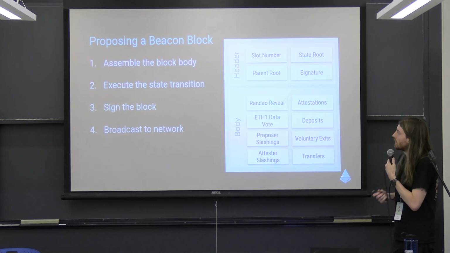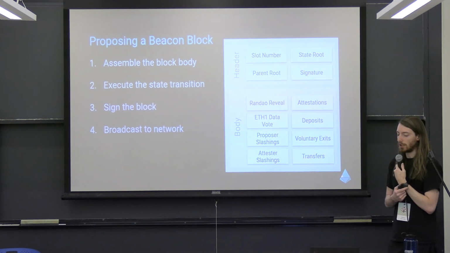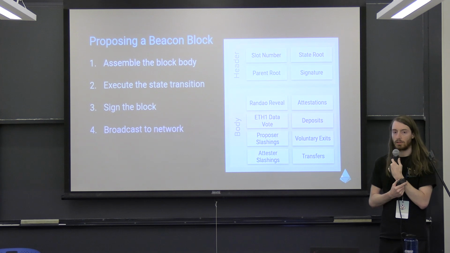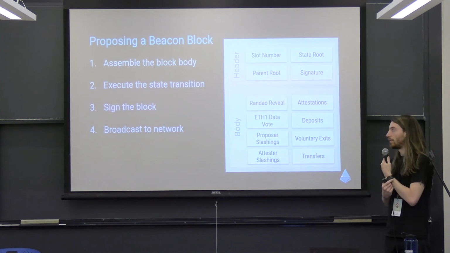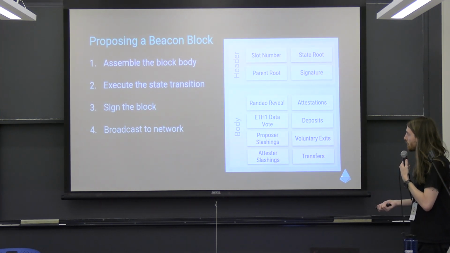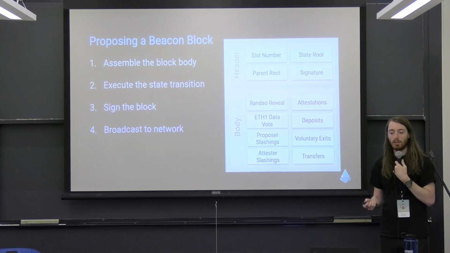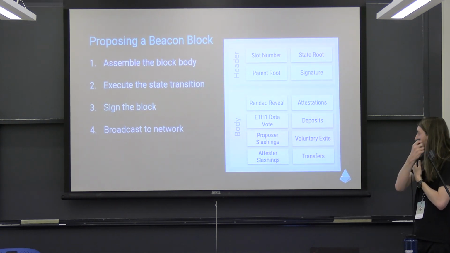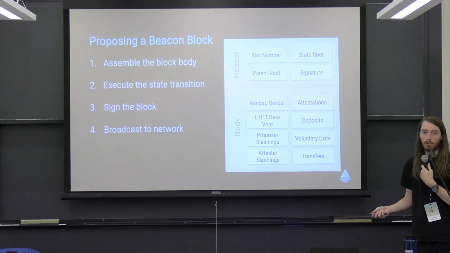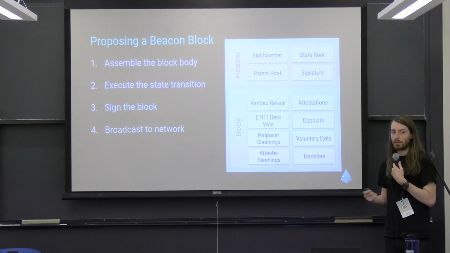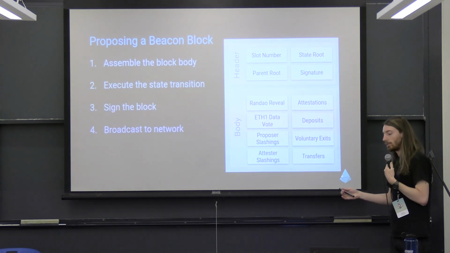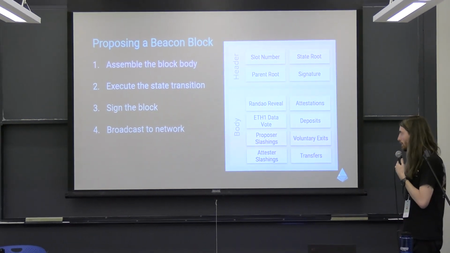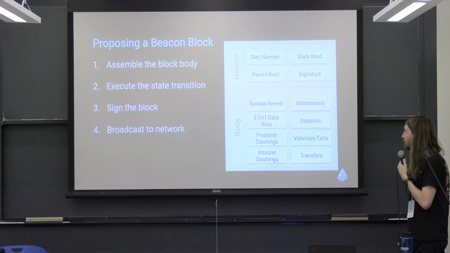So the first thing you're going to do is collect all this data. We have the random reveal that I mentioned earlier to do randomness. We have attestations that we've seen that are ready to include from other validators. We'll include that here. Any deposits that are ready, people who have deposited to the ETH1 contract and made it through the voting period, we include those deposits here. And then we have some operations.